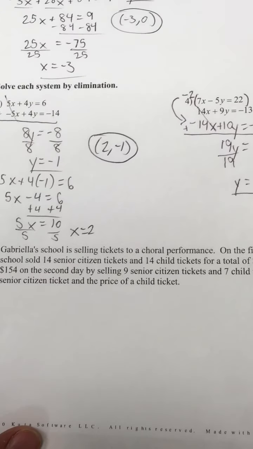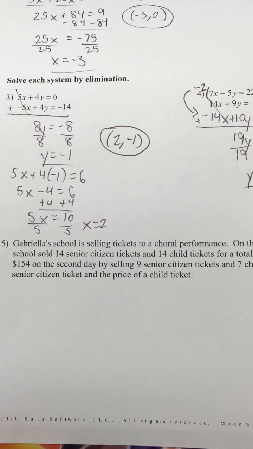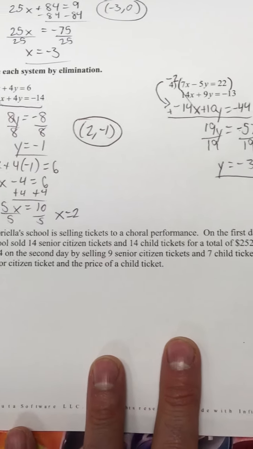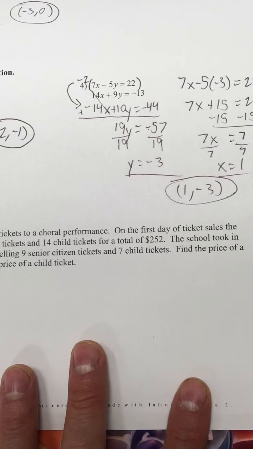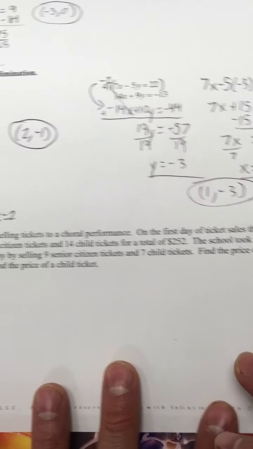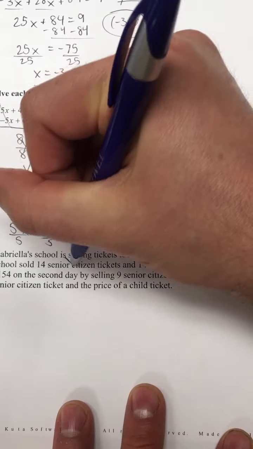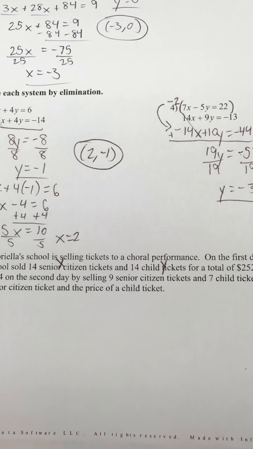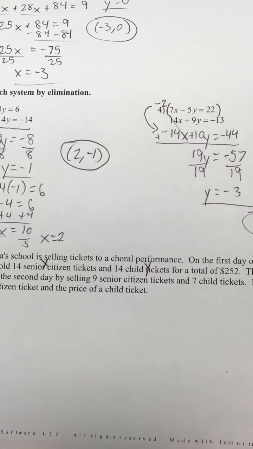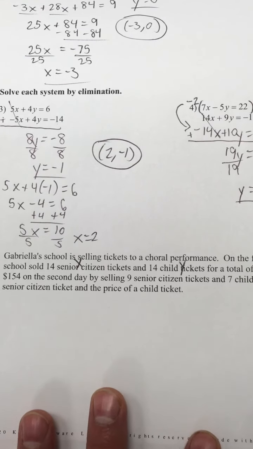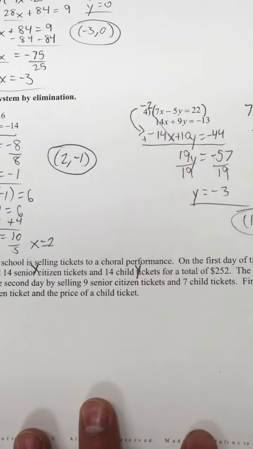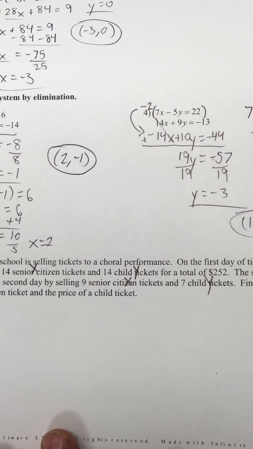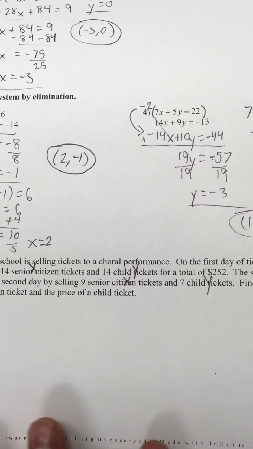Now the last thing we're going to look at, this word problem. Gabriella's school is selling tickets to a choral performance. How exciting. On the first day of ticket sales, the school sold 14 senior citizen tickets, let's just call that X, and 14 child tickets, let's just call that Y, for a total of $252. The school took in $154 on the second day by selling 9 senior citizen tickets, again that's our X, and 7 child tickets, that's our Y. Find the price of the senior citizen ticket and the price of the child ticket.